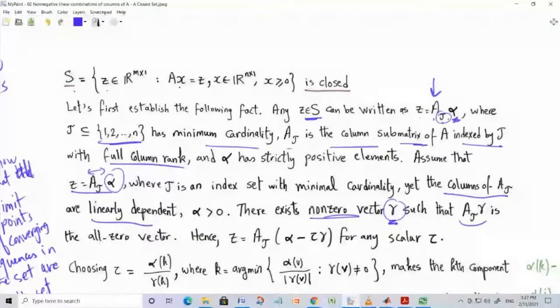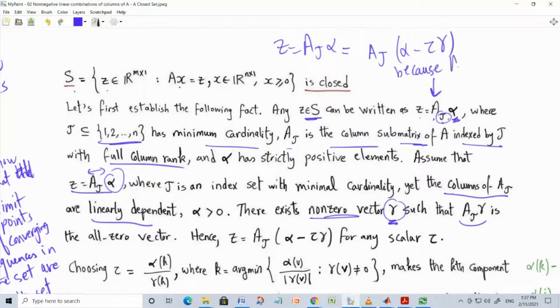Now AJ gamma is equal to 0, so Z is equal to AJ alpha. Also, it is equal to AJ alpha minus tau gamma. Why is this true? Because we know that AJ gamma is equal to 0, and tau here is a constant. In other words, if the columns of A are linearly dependent, then I can write this for any tau, because AJ gamma is equal to the all zero vector.